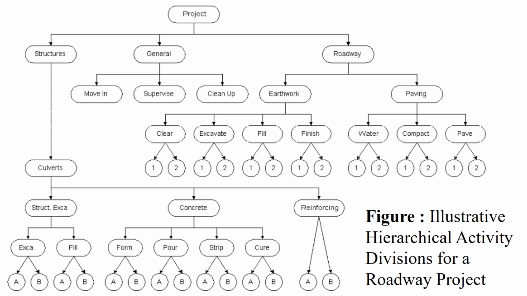See, there is a difference between activity and event. An event has a start and end. Activity means which is going on. So that is the basic difference. Now in the general category, there is move in, supervise, and clean up. So these are the three activities of the general category. And in the roadway project, there is earthwork and paving. In the earthwork we have clear, then excavate, we sometimes need to excavate, or we have some undulation, then we have to fill it and then finish. These are the four categories, and in the paving we have water, compact and pavement.